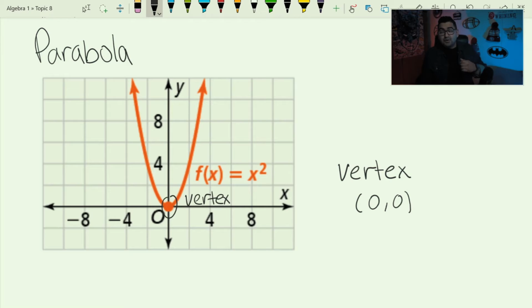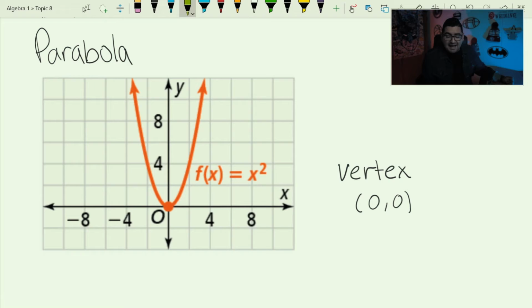Okay, and you can actually use the vertex to find, again, another term that's usually associated with parabolas, the axis of symmetry. Okay, so that's my vertex. My vertex is kind of the only point on the parabola that's usually labeled most of the time. But we use the vertex to help us find what our axis of symmetry is.